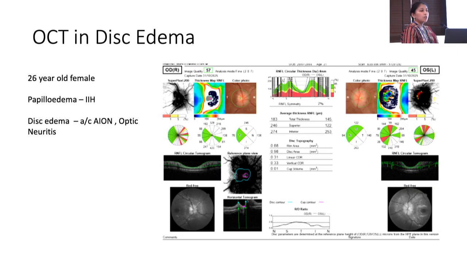Okay. So this is just a word about disc edema, because all these optic atrophies result after a certain time after these optic neuropathies. Initially, they will have the picture of a disc edema. So this is a case of a 26-year-old female who presented with a headache and was found to have bilateral disc edema. She was later diagnosed to have idiopathic intracranial hypertension. In this picture, you can see all the parameters are supranormal. The OCT parameters are all white in color because of the increased thickness of the RNFL.